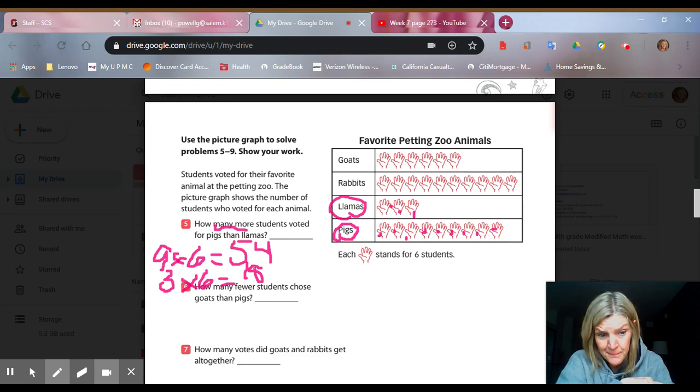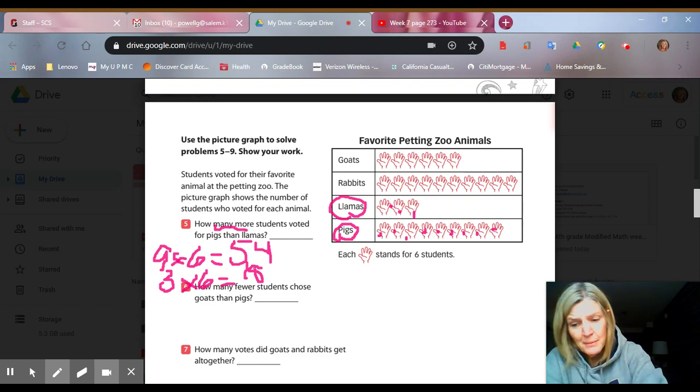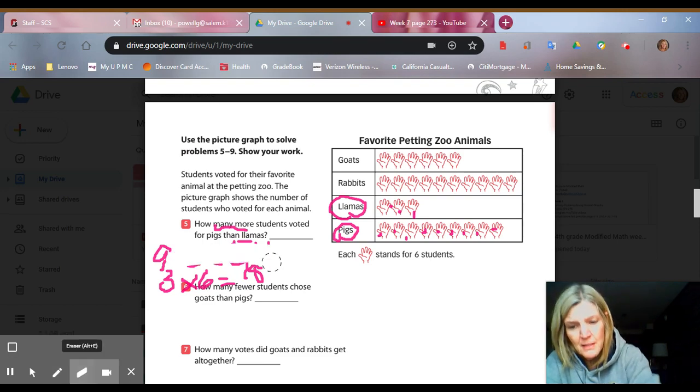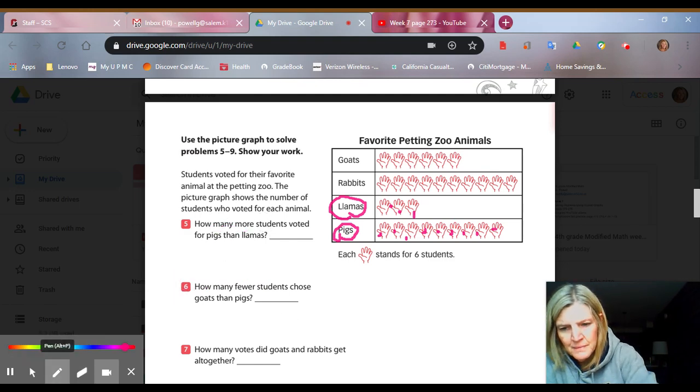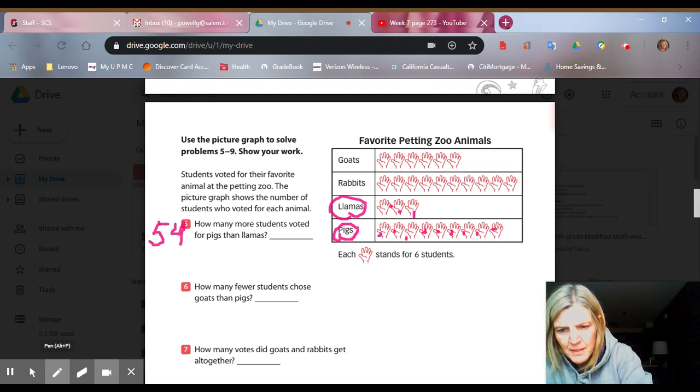But we're not done yet, are we? You have to find out how many more voted for pigs than llamas, so you have to subtract 54, take away 18. It's taking up a lot of space, so I'm going to erase this here. 54, take away 18. Here we go. 54, take away 18.